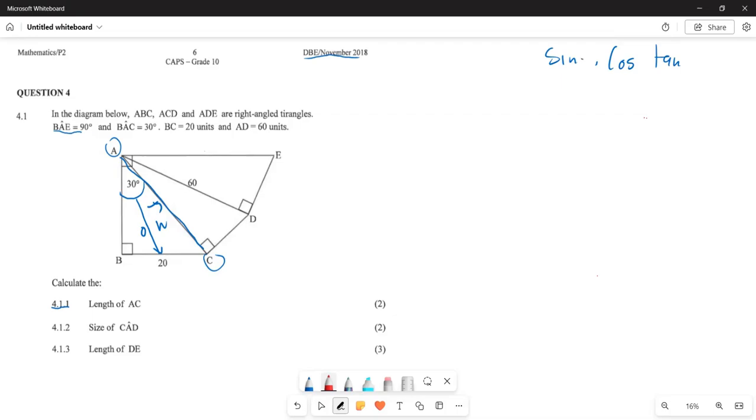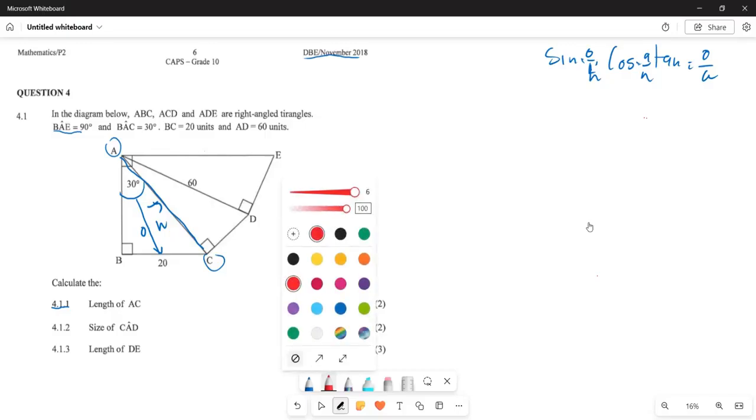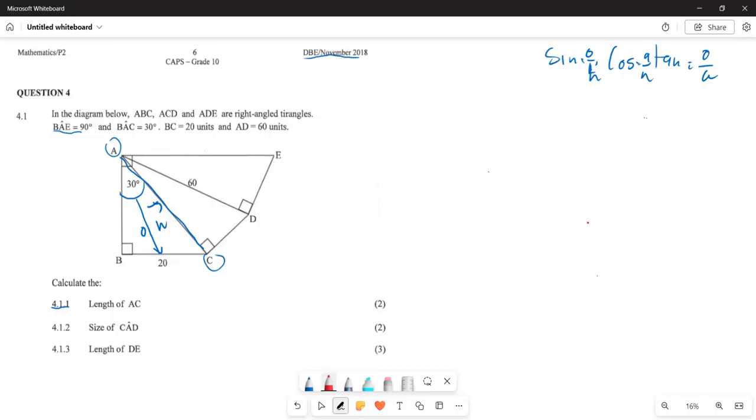Remember, this is O over H, right? And this one is A over H, which is adjacent over hypotenuse, and this is opposite over adjacent, right? So the trigonometric ratio that concurs with opposite over hypotenuse is going to be sine, right?